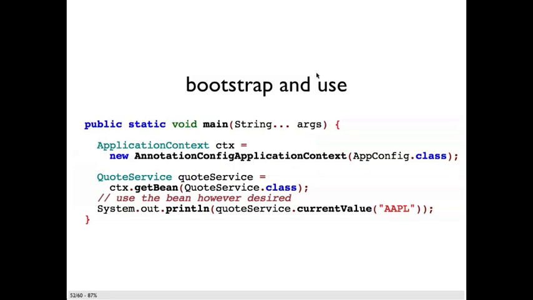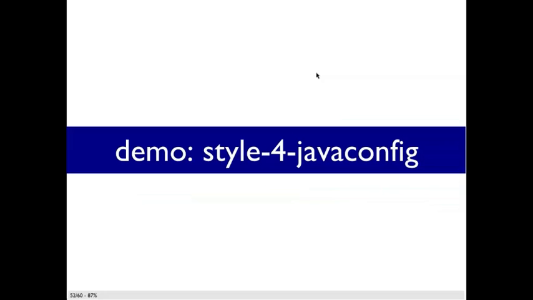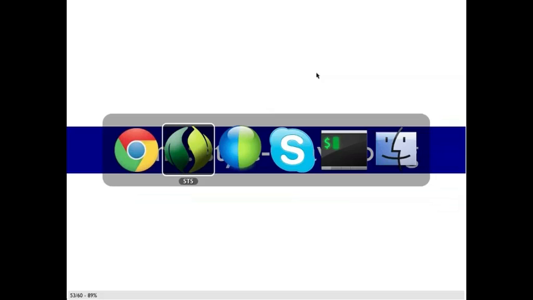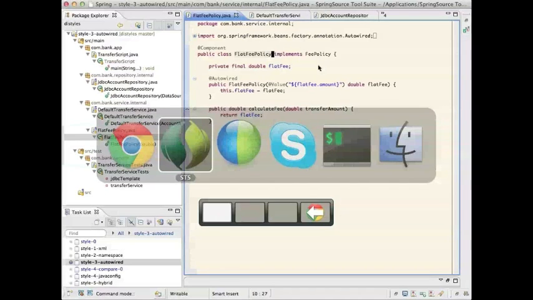At the end of the day, you're still using that Bean just like you would have if you were configuring with XML. You're calling a method on it and doing some business at the end of the day. So let's look at our application again in light of Java configuration.